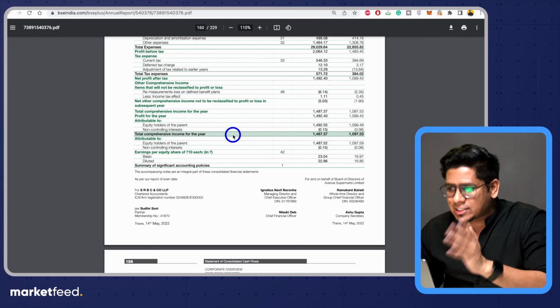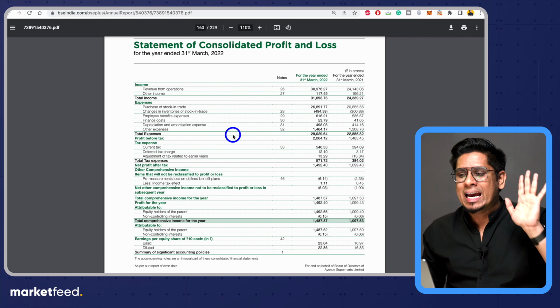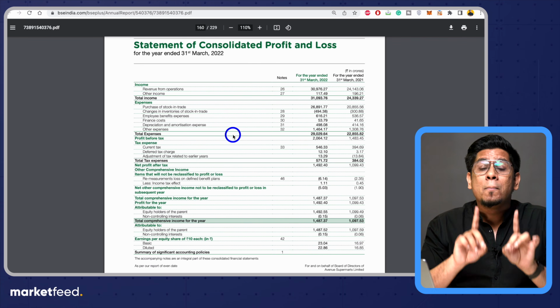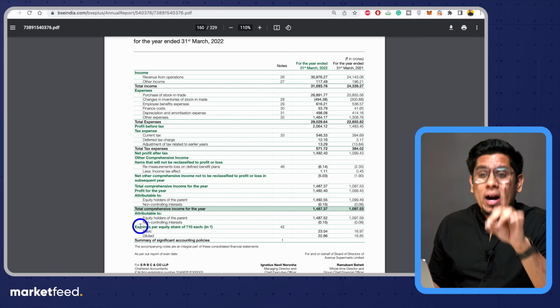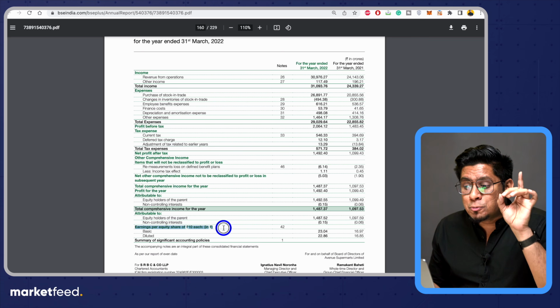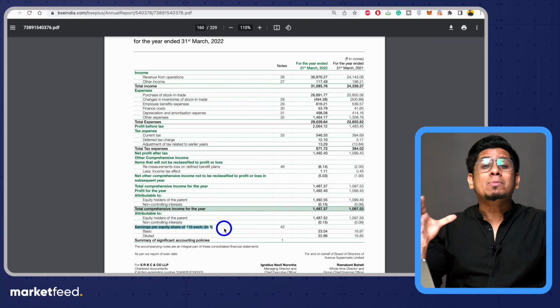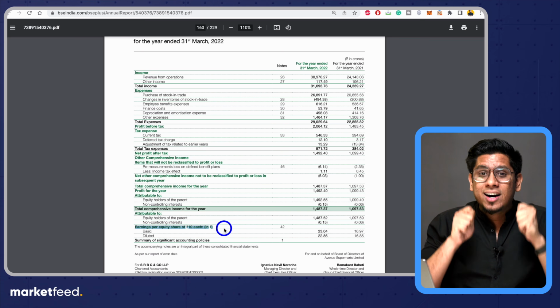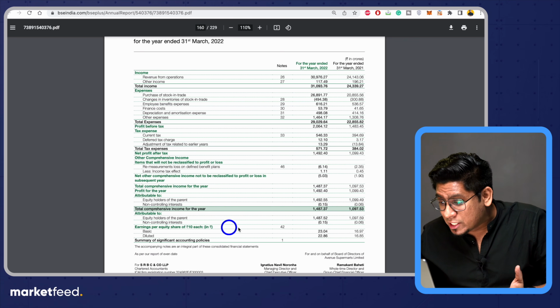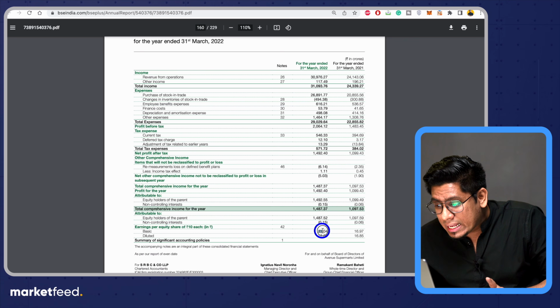There is some other stuff, but again, let me remind you that what has to be taken into consideration is income, expenses, tax paid, and the profit after tax of the company. One another important thing that you see on the profit and loss statement is earnings per equity share. This is famously called EPS, earnings per share. When you come here, you can clearly see that the earnings per share of Dmart is 23 rupees.